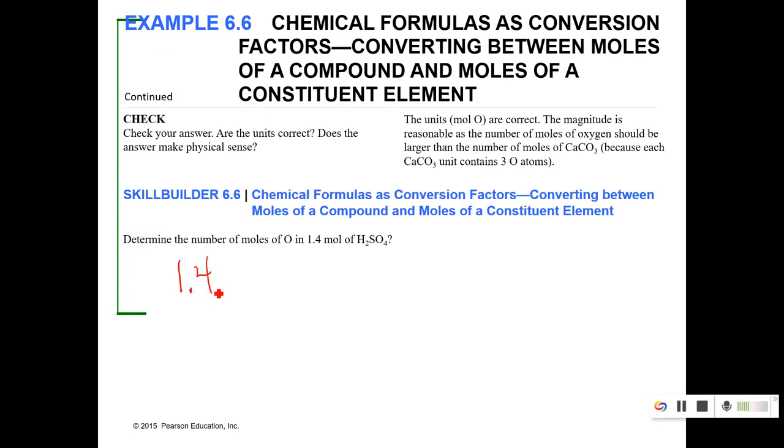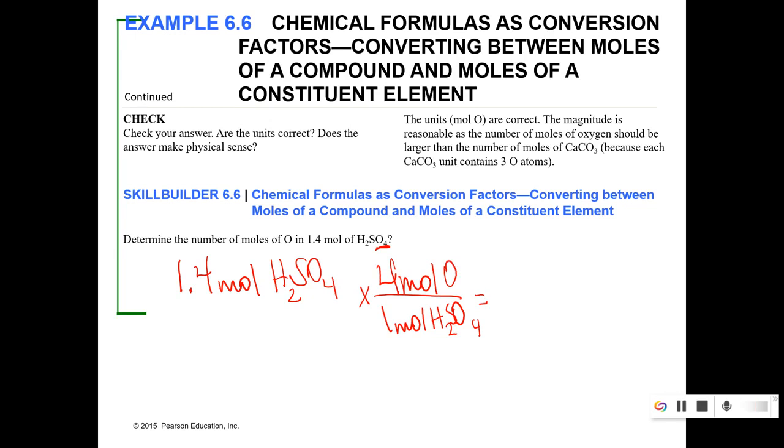Let's do another one. I've got 1.4 moles of sulfuric acid, and they, again, want to know how many oxygens. So I've got 4 of them. So in 1 mole of that, I have 4 moles of oxygen, and I get 5.6. Now, if they would have asked how many moles of hydrogen, instead of multiplying by 4, I would have multiplied it by 2 to get 2.8 moles of hydrogen.